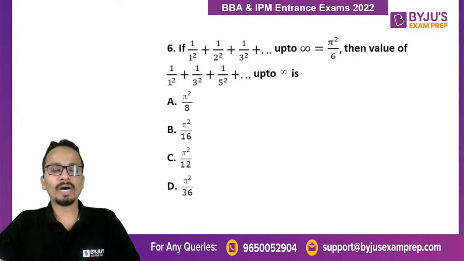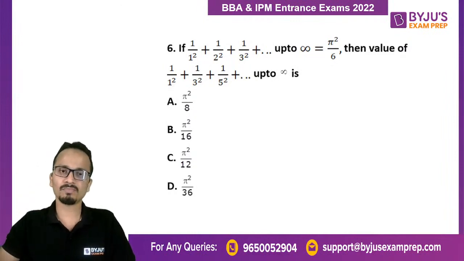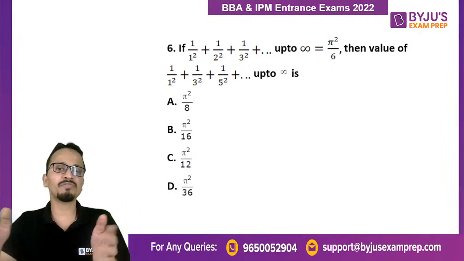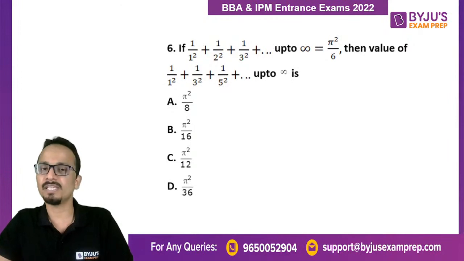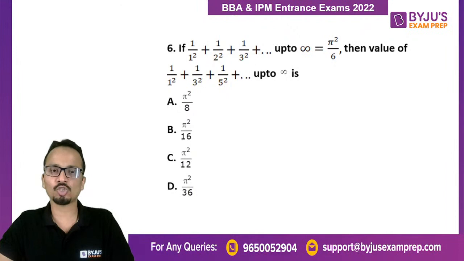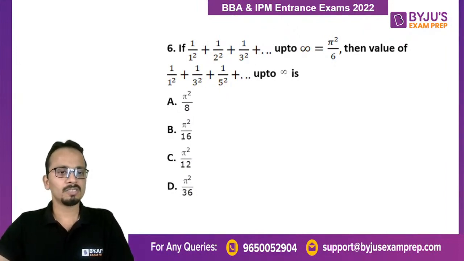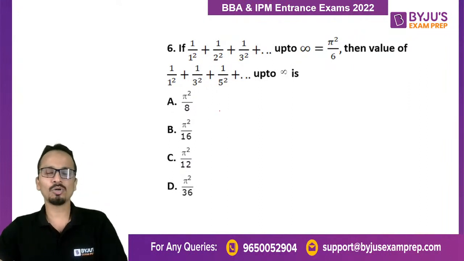So you are given that 1 upon 1 square plus 1 upon 2 square plus 1 upon 3 square and so on up till infinity is equal to pi square upon 6. Then the value of 1 upon 1 square plus 1 upon 3 square, so every odd term, first term, third term, fifth term, they have taken from the previous series, up till infinity, we have to find the value in terms of, again, pi square. All right. So you can calculate this answer hardly in 2 or 3 steps.